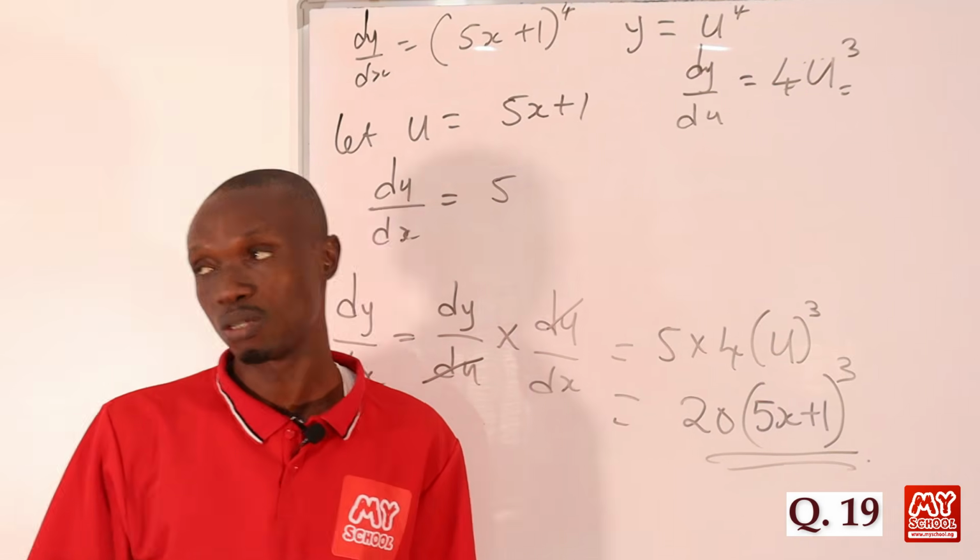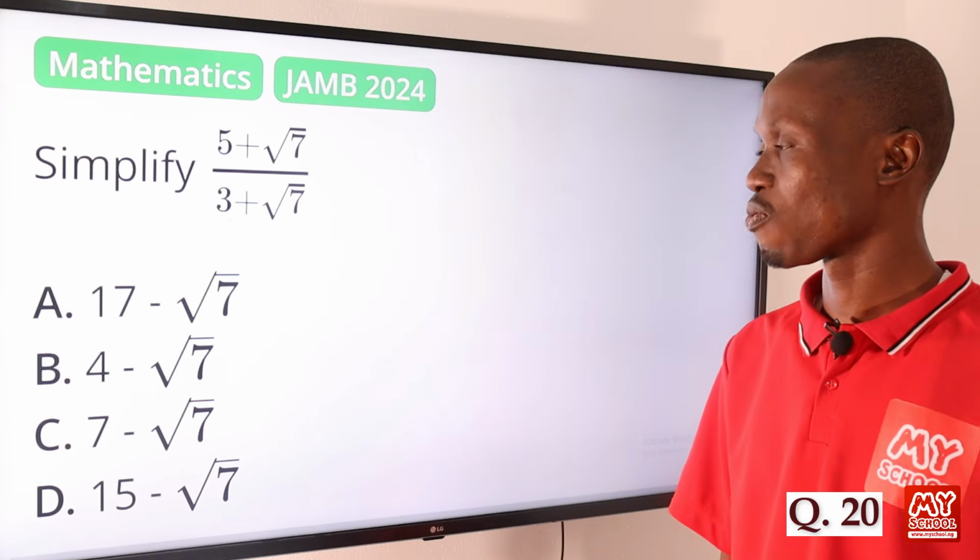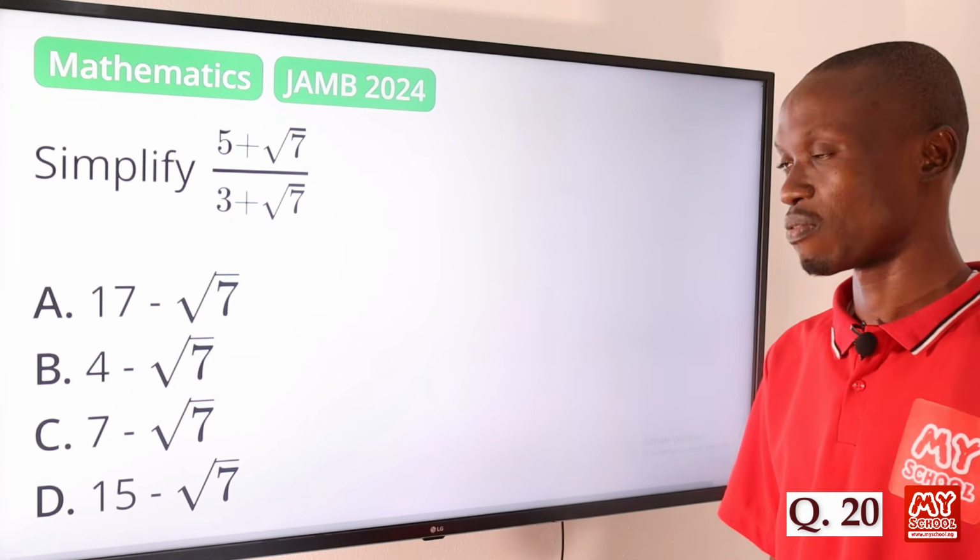So let's return back to the screen to pick the correct answer to this question, and that is option A. Question 20. Simplify 5 plus root 7 over 3 plus root 7. So let's move over to the board to provide answer to this question.